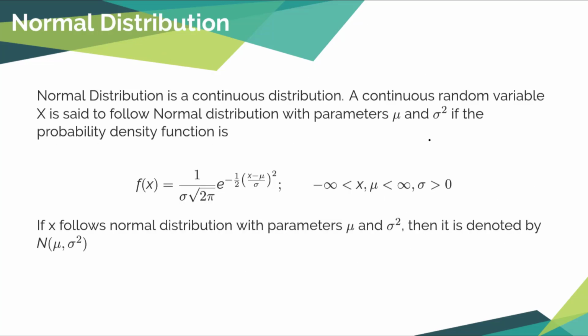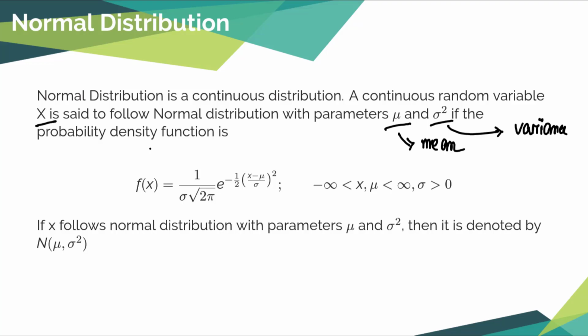The next and the last distribution is normal distribution. Now what is the difference between the other two distributions and normal distribution? Normal distribution is a continuous distribution. That means the underlying random variable will be a continuous random variable. A continuous random variable x is said to follow normal distribution with parameters mu and sigma square. Mu is the mean, sigma square is the variance, right?